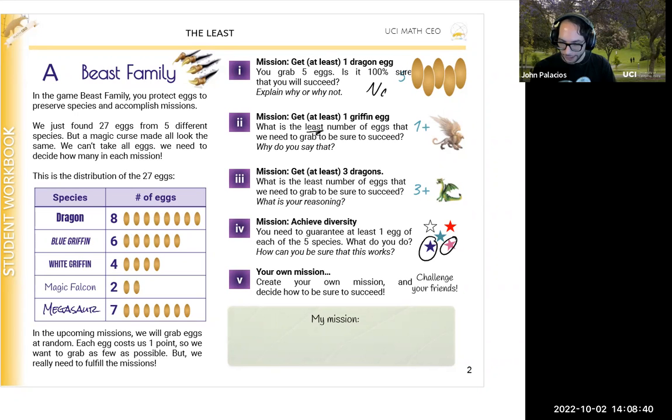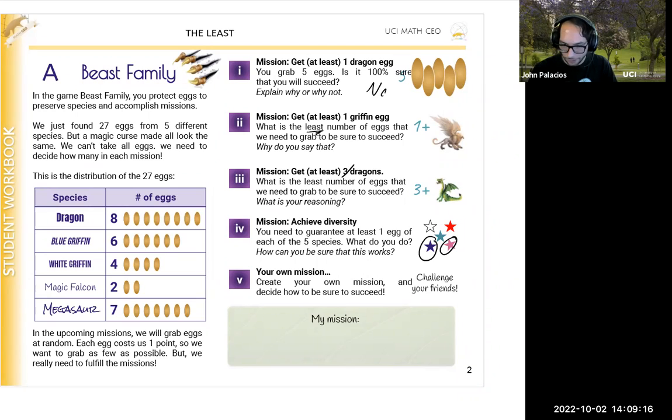What is the least number of eggs we need to grab to be sure to succeed? So again, we want to be absolutely positive that we have gotten at least 3 dragon eggs. But this problem is similar if we say instead of 3 dragon eggs, 1 dragon egg. We could start there if maybe 3 dragon eggs seems too complicated for your students. And then we could always abstract this if your students are really confident and say we want X dragon eggs, where X is between 1 and 8.